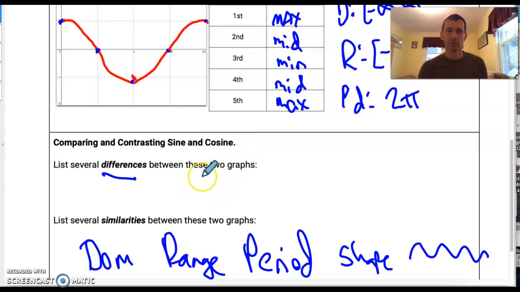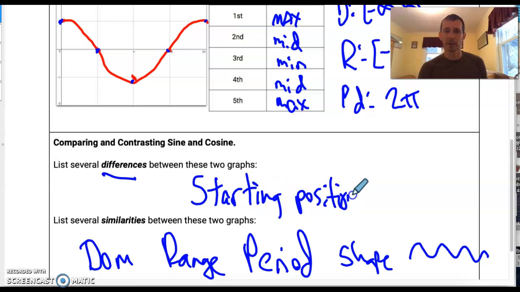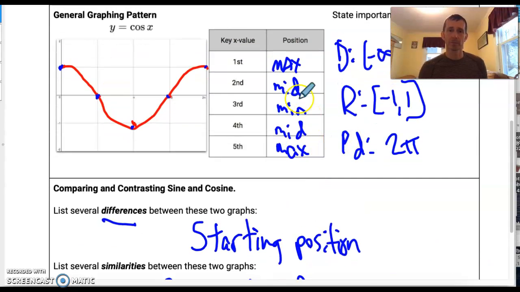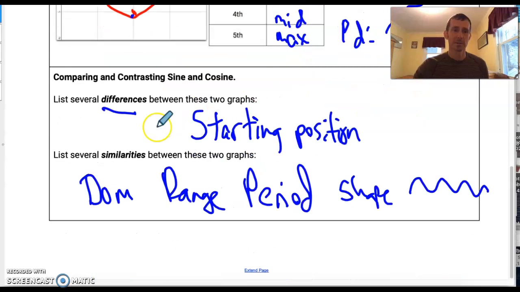If we're in person, you guys might have come up with some different topics for this. The starting position is different. The other class that I had in person came up with this idea, and I didn't really think about it that way before, but the first key x value is in a different starting position than the sine one, but the pattern is the same. It just starts at a different point in the pattern. So the pattern is the same.